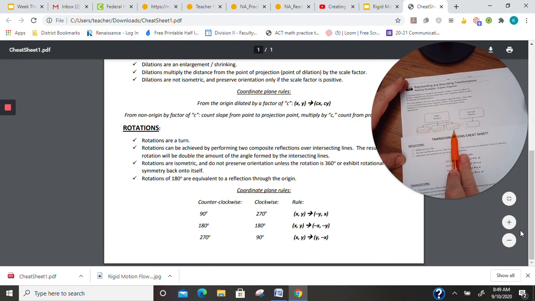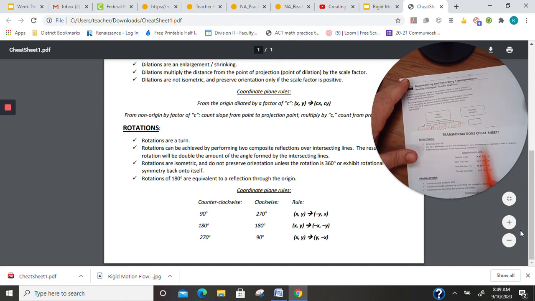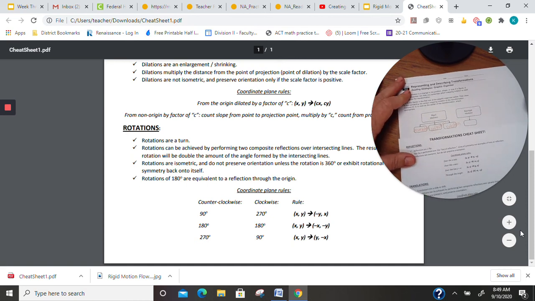They don't change size or shape. I'm sorry. They move. They definitely move. They don't change size or shape. They move somewhere. This one just slides. This one flips. This one rotates. But none of them change the size. So for the non-rigid motion, that's where the size changes, and that is dilation. Dilation, once again, is our only non-rigid motion.